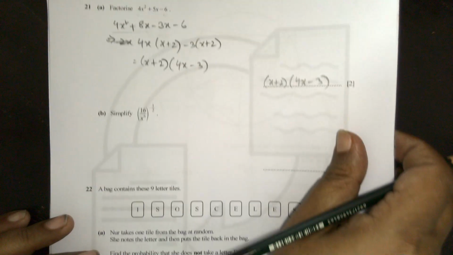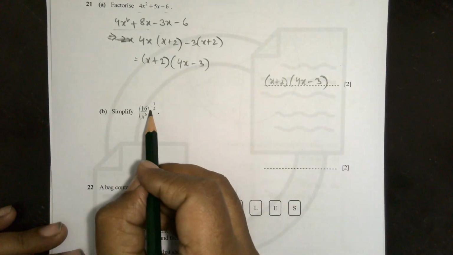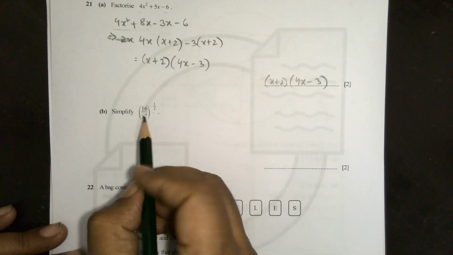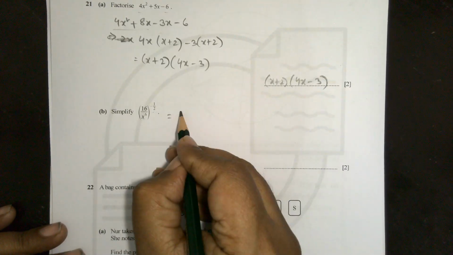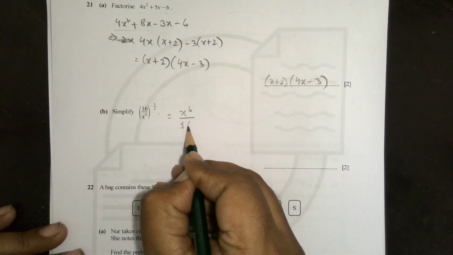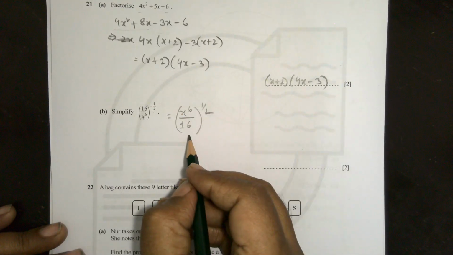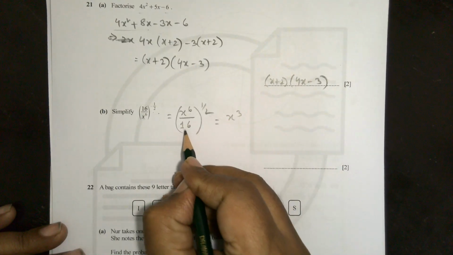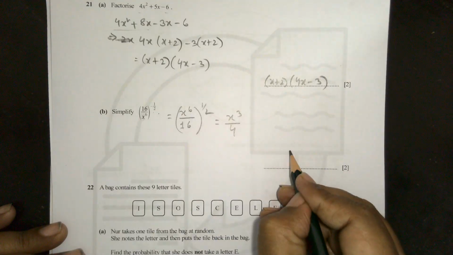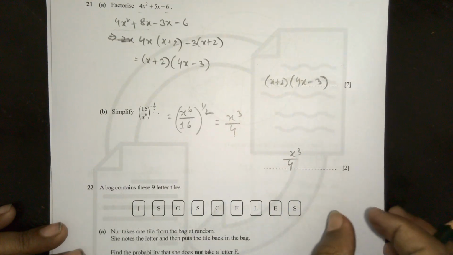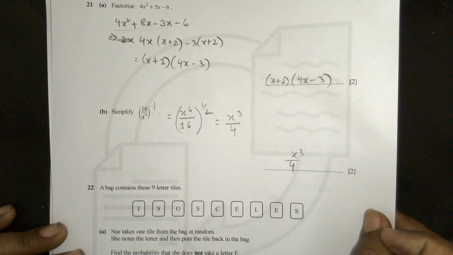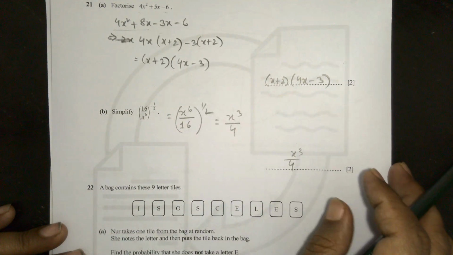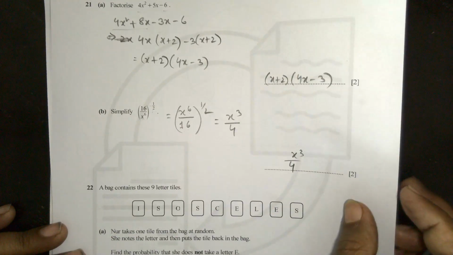Done. This one, the power is negative half. We can make it positive by switching the denominator and numerator. So I can write this as x to the power 6 divided by 16, and whole to the power half. 6 divided by 2 means x cubed, and the square root of 16 is 4. So the answer is x cubed over 4. Now, why did you write it like that? I just don't like the negative sign, so I just swapped it.